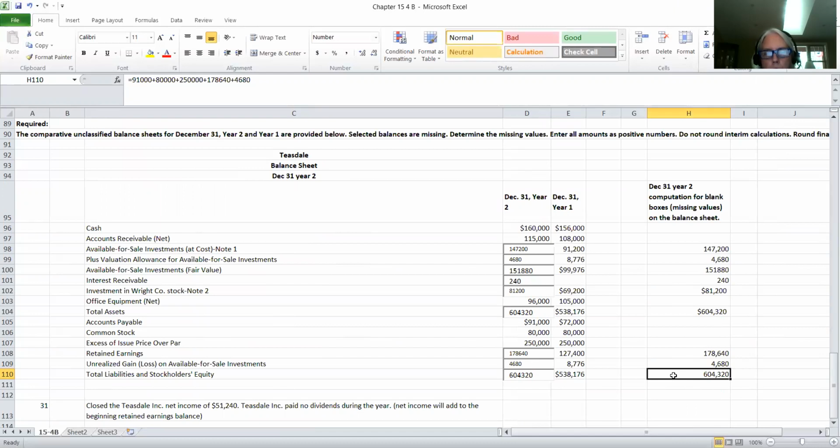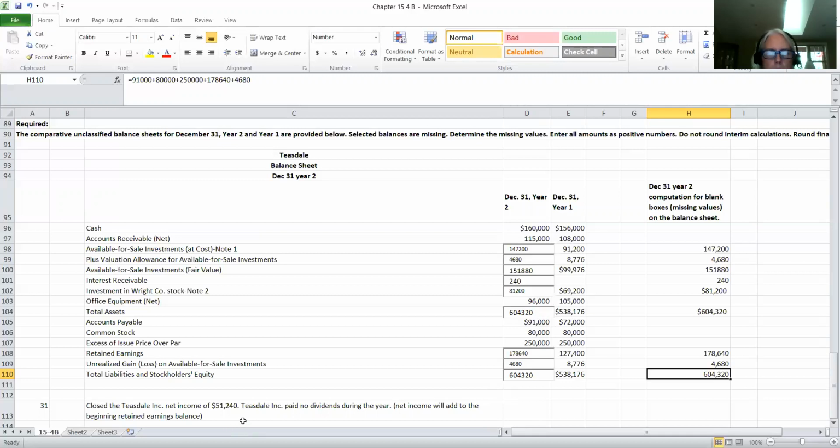Then your total liabilities and your stockholders' equity would be combined together. Accounts payable, $91,000, plus common stock of $80,000, plus paid in capital in excess of par value or excess of issue price over par, $250,000, plus your retained earnings balance, plus your unrealized gain gives you the total amount of $604,320. And that's all you were required to do for this balance sheet.